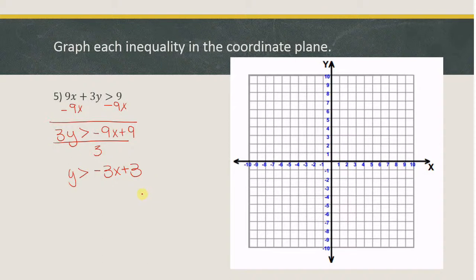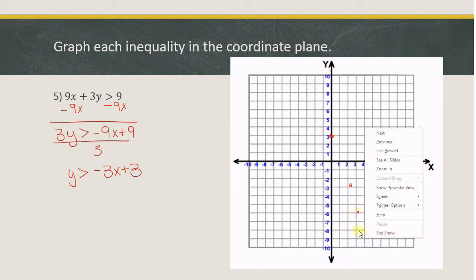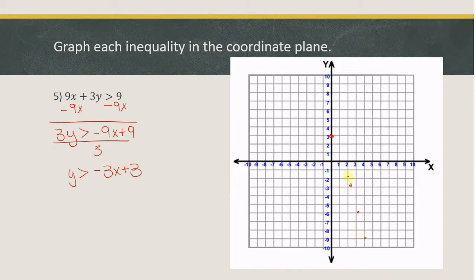Step 2 says graph the line using slope and y-intercept. So I'm going to start at my y-intercept of 3. Go down 3 over 1. Down 3 over 1. Then go up 3 over 1, and up 3 over 1.